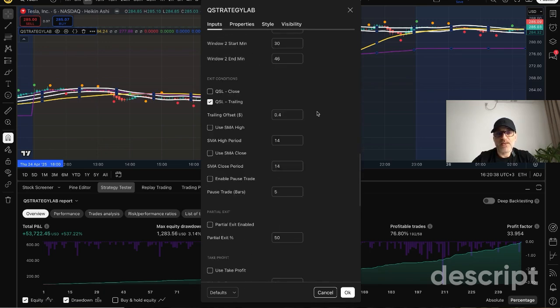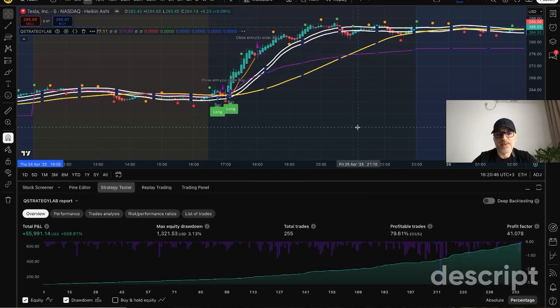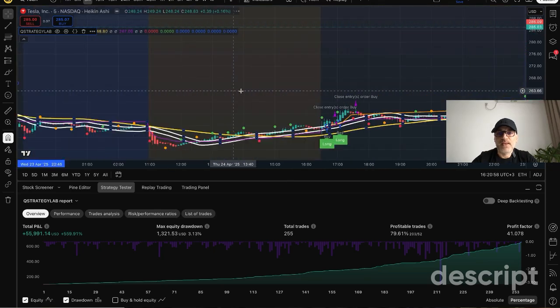Now let's try to make it close a little bit faster, so the trailing is tighter. Okay, you see the drawdown here has changed a little bit. The profitable trades have increased. That means it is tighter. That means it will close trades faster.